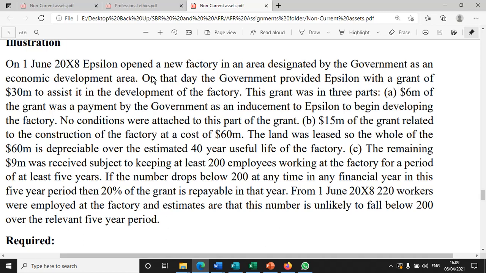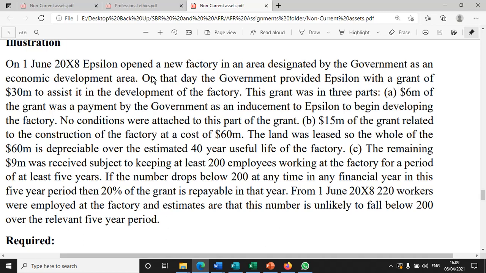No other conditions were attached to this part of the grant. Then $15 million of the grant relates to the construction of the factory at a cost of 60 million, meaning that the company should only look for $45 million. The land was leased, so the whole of the 60 million is depreciable over the estimated 40 years useful life of the factory. The remaining 9 million was received subject to keeping at least 200 employees working at the factory for a period of at least 5 years.